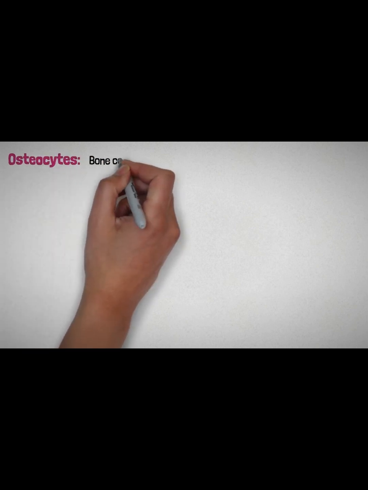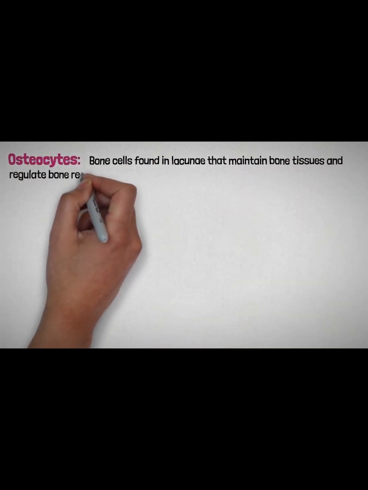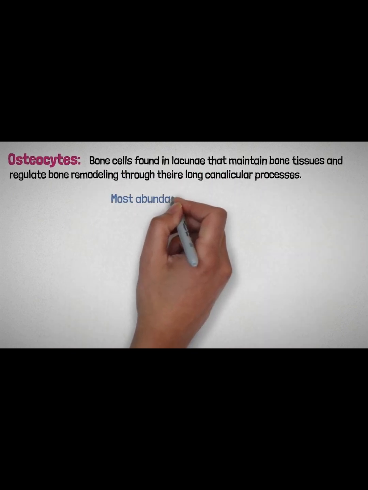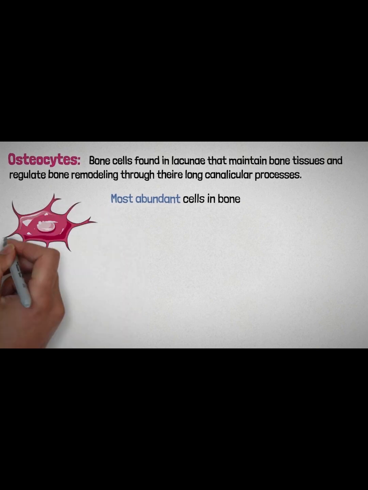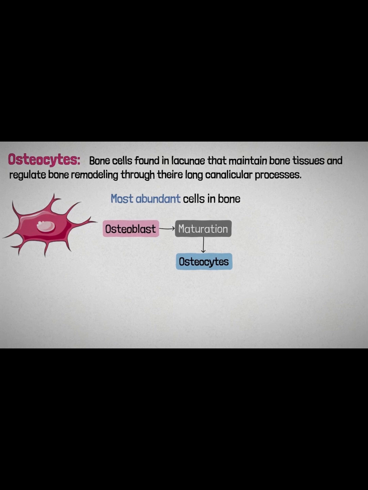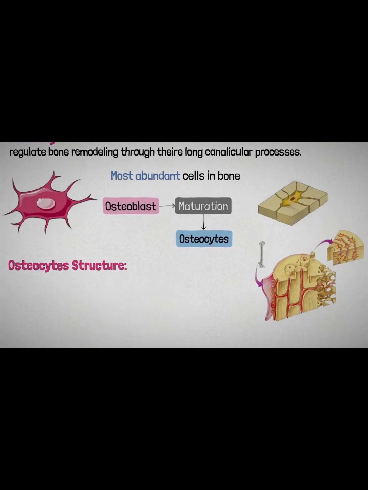Osteocytes are mature bone cells found in lacunae that maintain bone tissues and regulate bone remodeling through their long canalicular processes. These are the most abundant cells found in bone. That is, throughout the bone tissue, these cells are present in the greatest numbers. Osteocytes are the mature form of osteoblasts, but they are very different from osteoblasts in both structure and function.